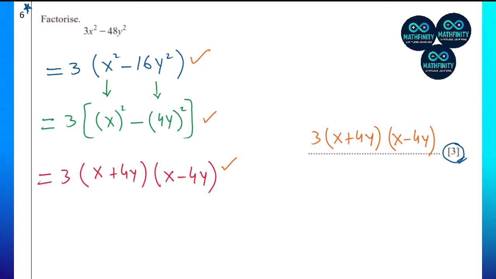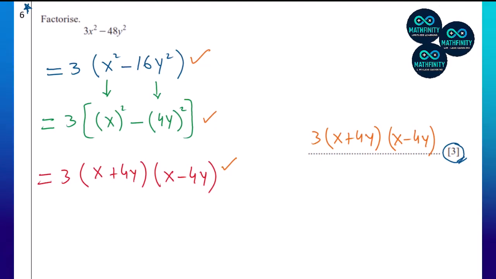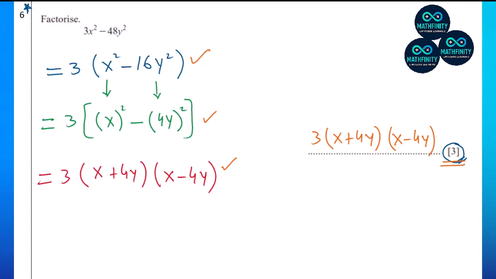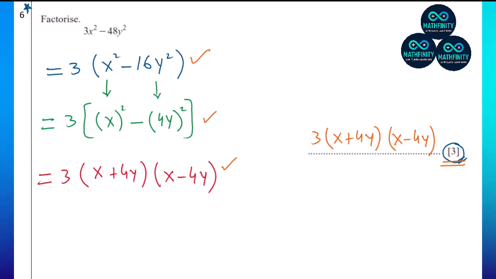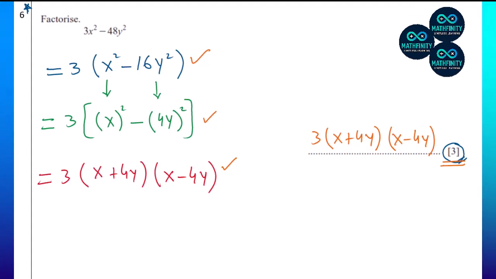Hopefully you understand. Please practice these types of questions and don't forget, it depends on the marks. If 3 marks, it means you have to apply both rules. First take common and then try to complete the square.